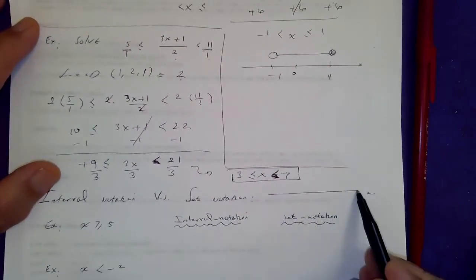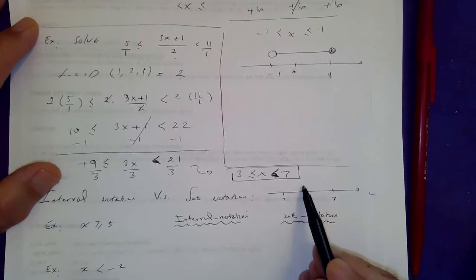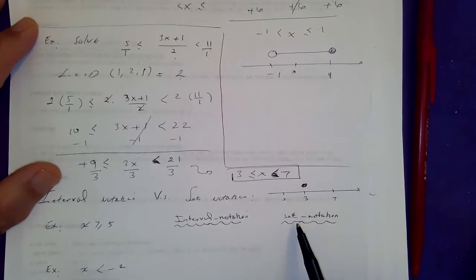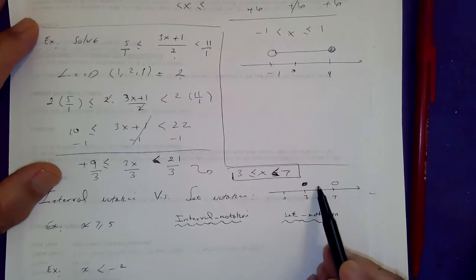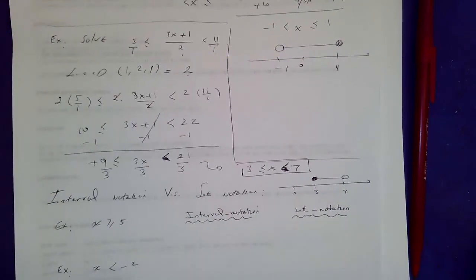And the graph of this looks like this: here is 3, here is 7. Right above 3, you have a what? Closed dot. Right above 7, you have an open dot. Connect the dots, we are good to go.